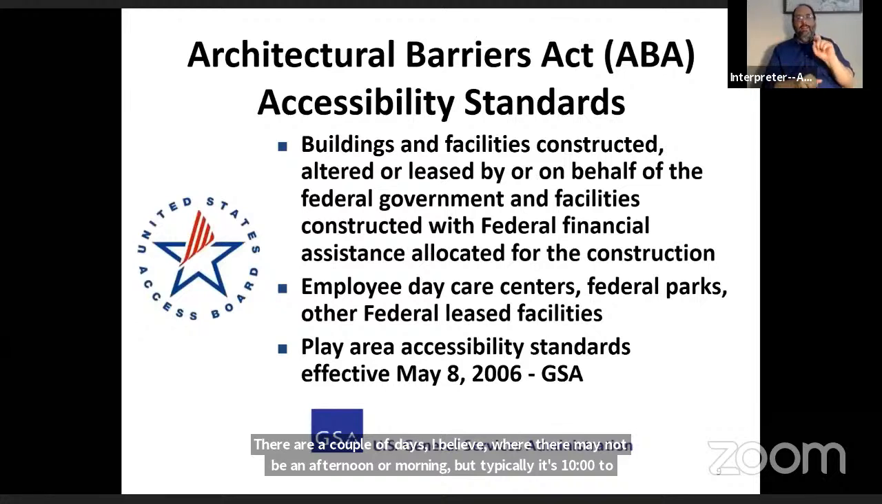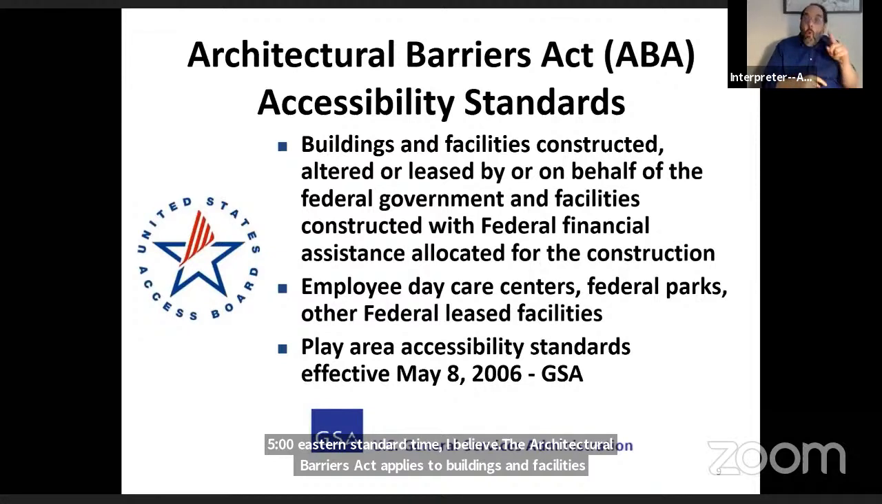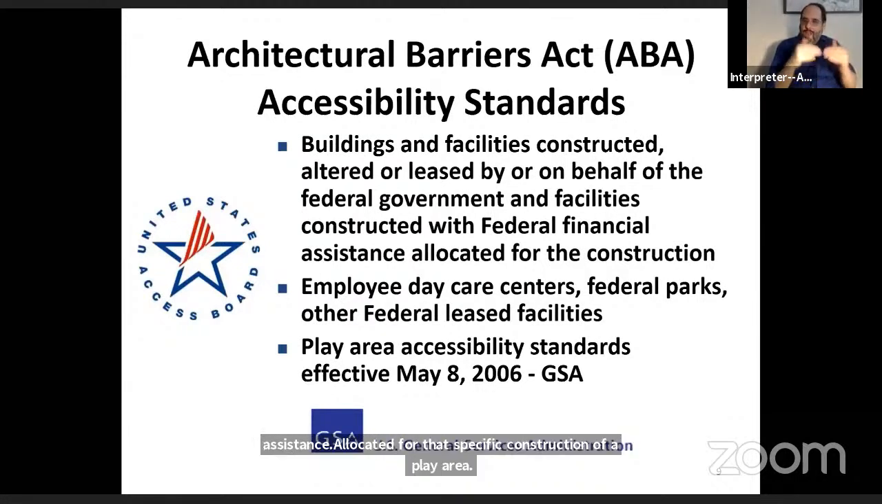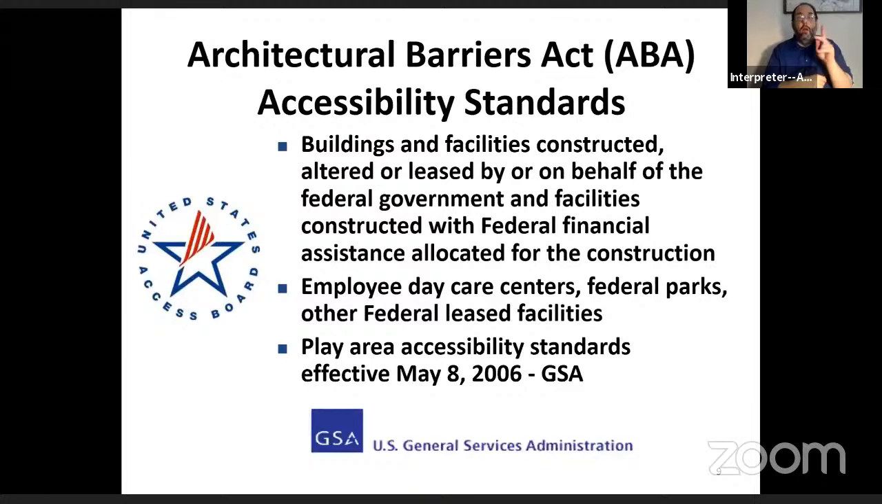The Architectural Barriers Act applies to buildings and facilities constructed, altered, or leased on behalf of the federal government, or constructed with federal financial assistance allocated for that specific construction of a play area. Employee daycare centers, we see them, also play areas maybe in a federal park and other federal leased facilities.